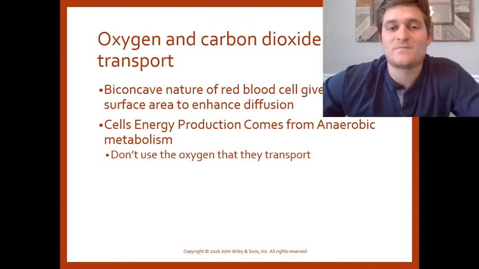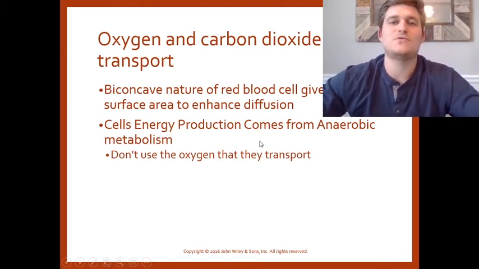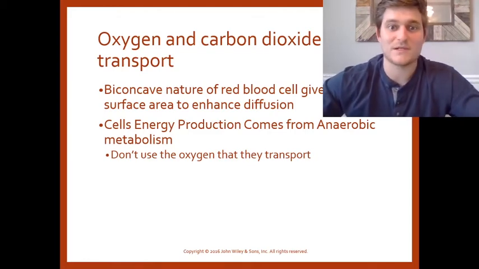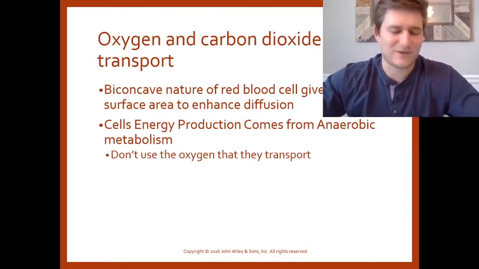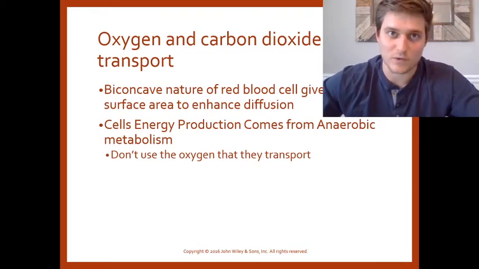And a good thing about red blood cells is that they use anaerobic metabolism, glucose or carbohydrate metabolism, for their energy production, meaning that all the oxygen they're carrying, they're not going to be greedy and use all of it. That means more oxygen for the rest of the cells and the organs in the body.